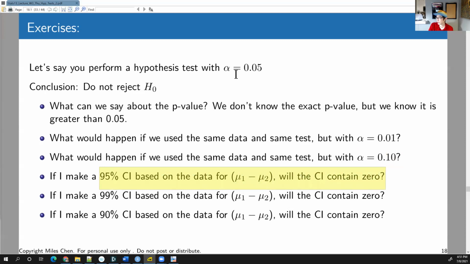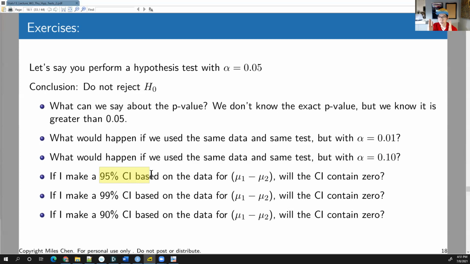If we make a 95% confidence interval, will that confidence interval contain 0? A 95% confidence interval is equivalent to running a hypothesis test with 5% alpha. So if our conclusion with the 5% alpha is not to reject the null, the corresponding confidence interval will come to the same conclusion. In order for us not to reject the null, our confidence interval has to contain 0. That 0 is somewhere between the ends of our interval, and that means we are not going to reject it. So our 95% interval, whatever it is, contains 0.